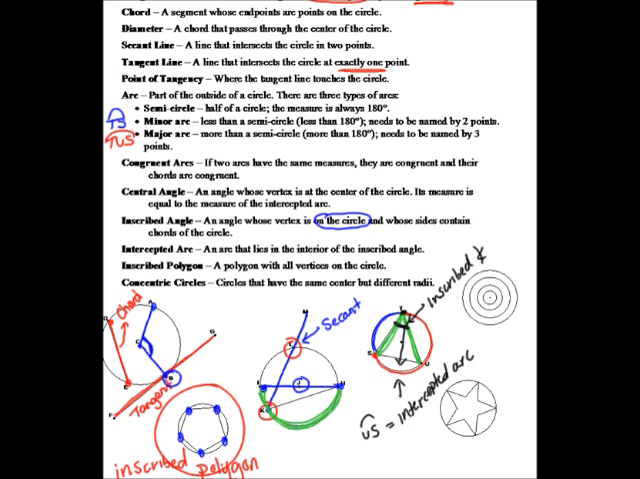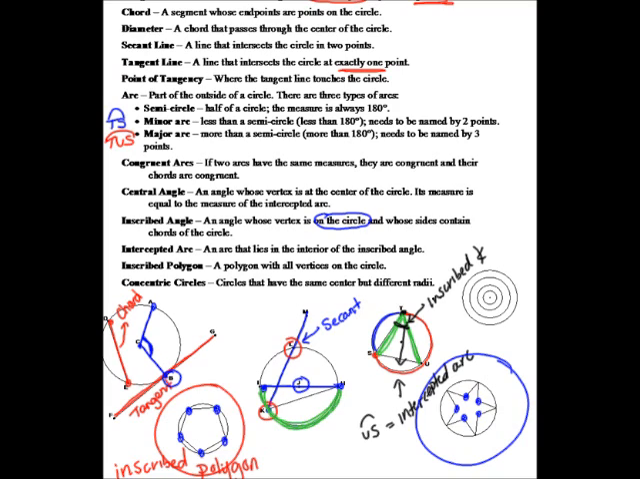Whereas the other picture, which is the picture of the star over here, is not an inscribed polygon because the vertices that are inside of that star are not touching the circle. So therefore it cannot be an inscribed polygon because all vertices have to be on the circle to be called an inscribed polygon. And last but not least, we have concentric circles.